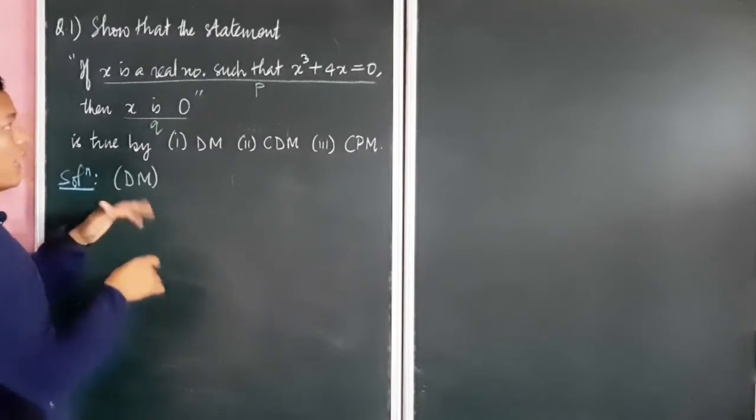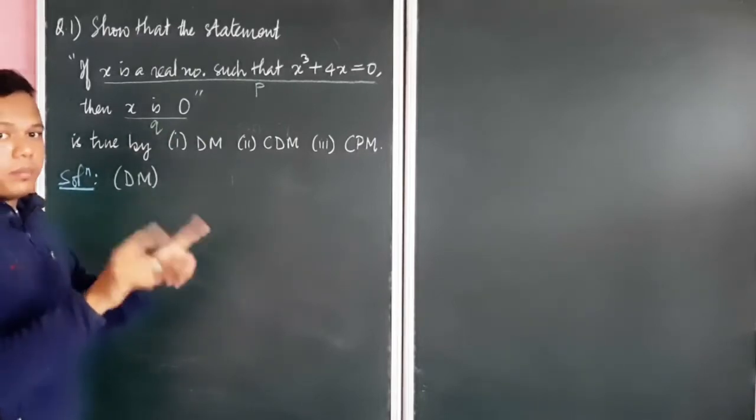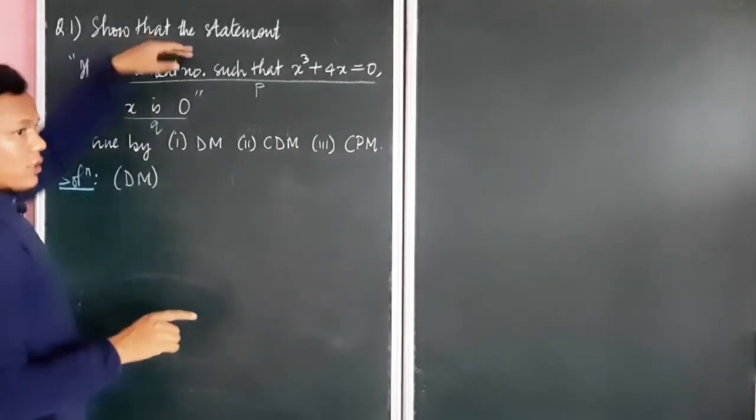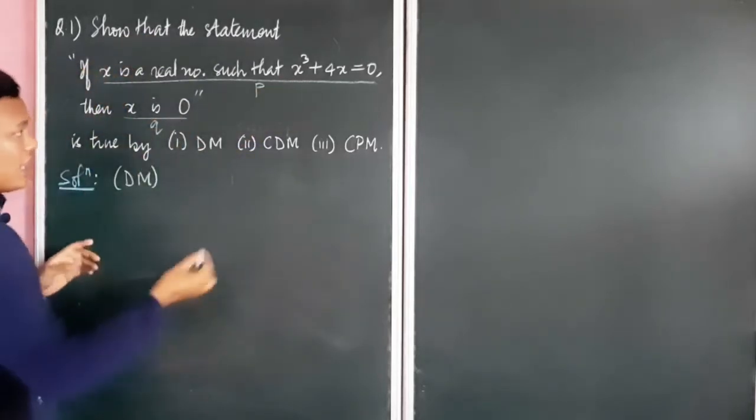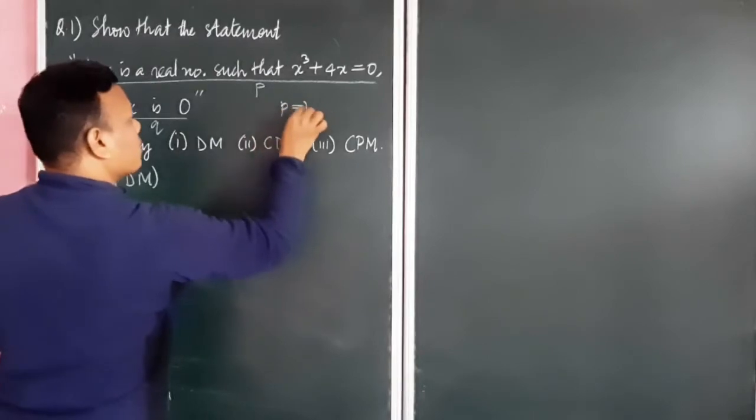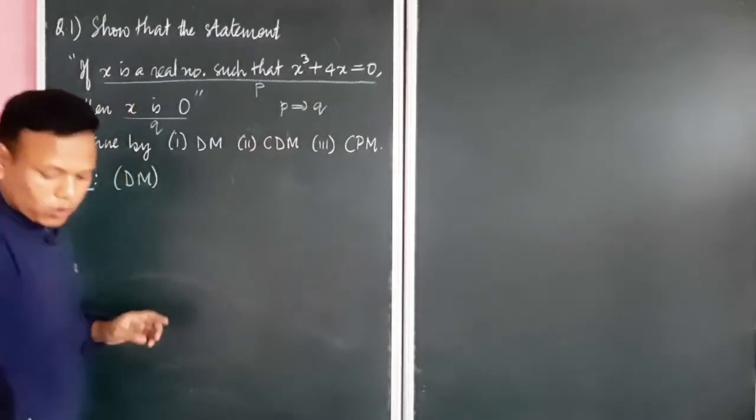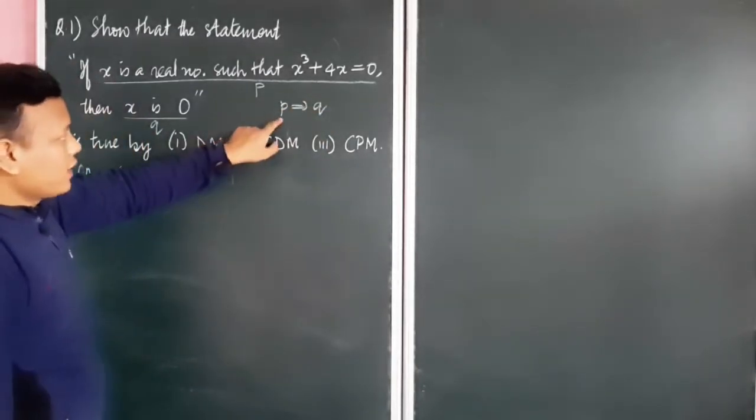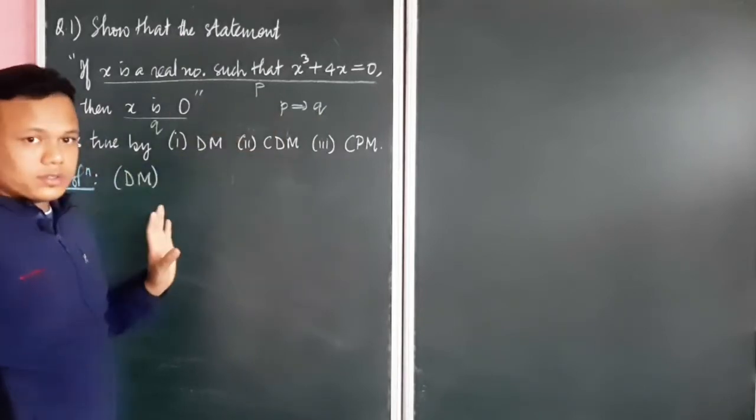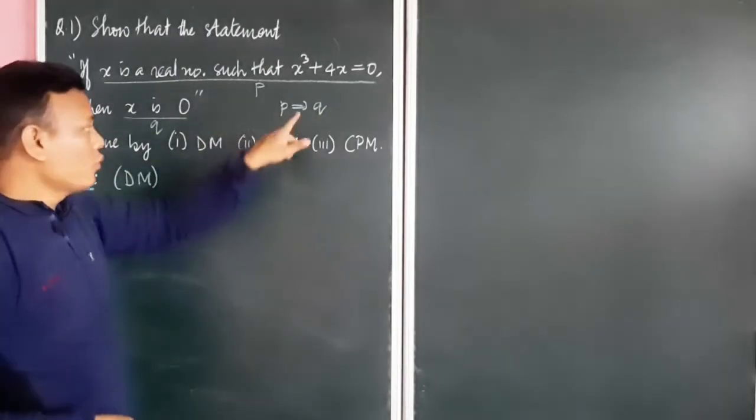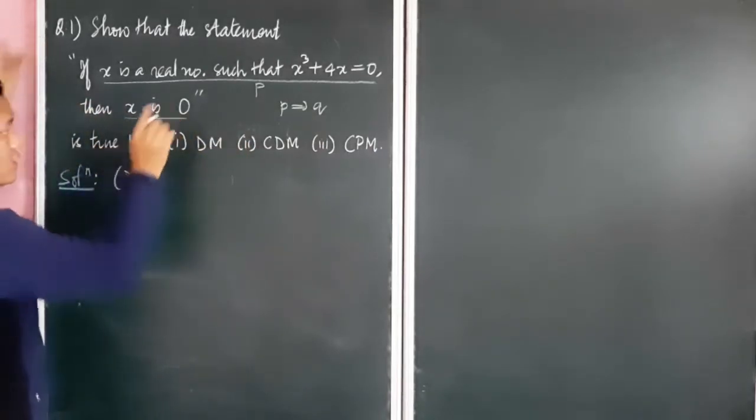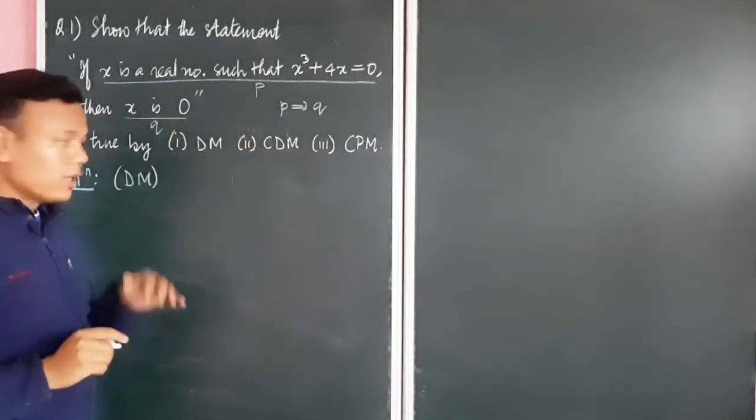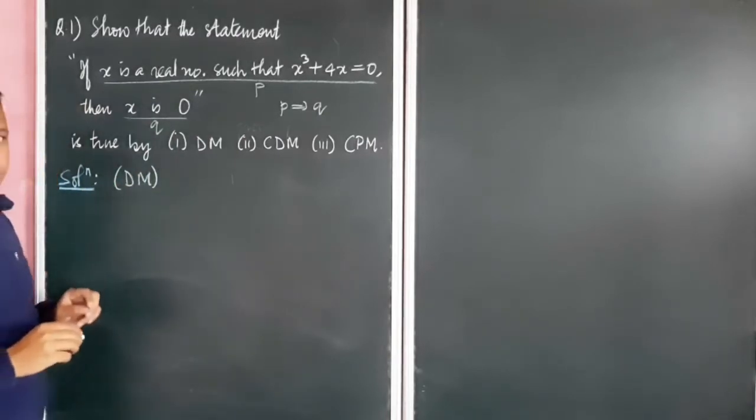We know how to break the compound statement into its component statements. So this becomes my P and this is my Q. So basically I want to prove that P implies Q, right? And what did I say just now? I said that this means P is given to us, and we want to prove Q. So our aim is to show that x is equal to 0. Alright, so let us begin with the direct method.